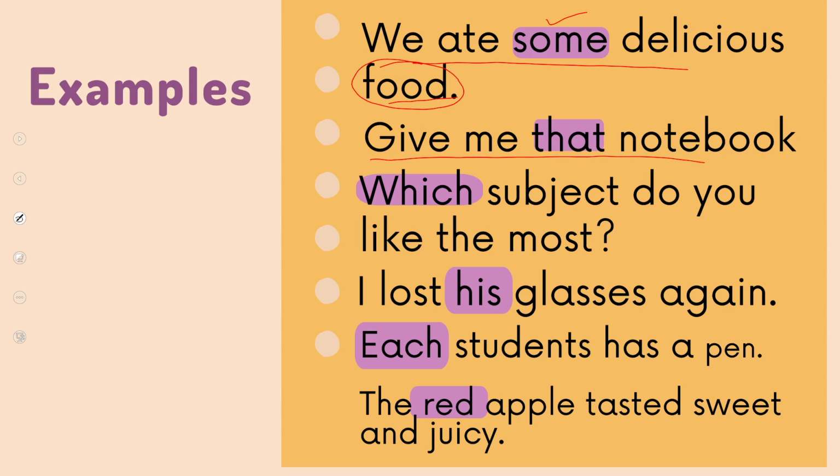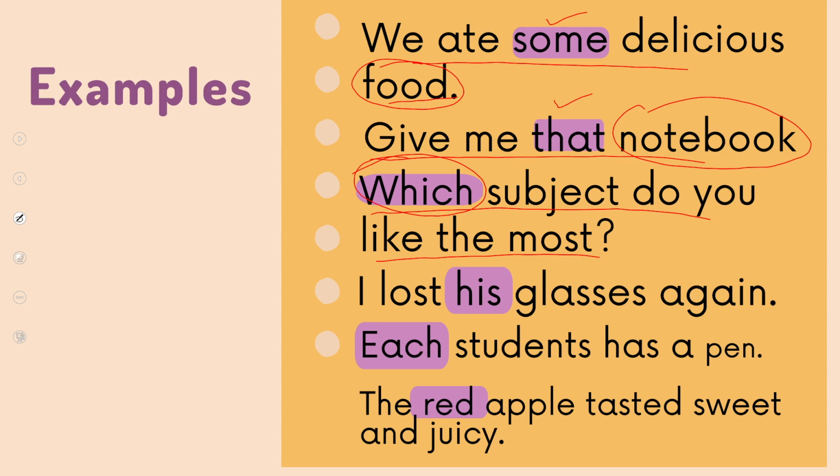Give me that notebook. This is a demonstrative adjective because it's demonstrating, it's showing, and it's telling us about the notebook, which is our noun. Next one is, which subject do you like the most? Now, this interrogative adjective is obviously asking a question, and it will come mostly as the first word of the sentence. This is also showing us an interrogative sentence.